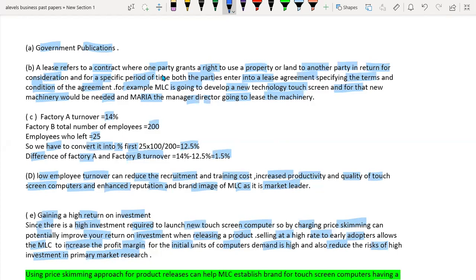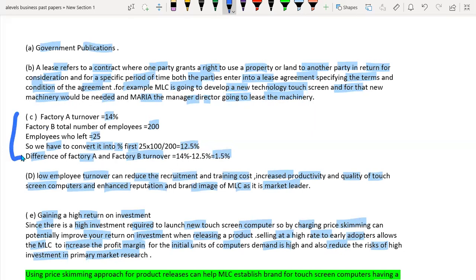So a lease refers to a contract where one party grants a right to use property or land to another party in return for consideration and for a specific period of time. Both the parties enter into a lease agreement specifying the terms and conditions of the agreement. So this is the knowledge mark. For example, MLC is going to develop a new technology touch screen, and for that, new machinery would be needed. And Maria, the managing director, is going to lease the machinery. So this is my application. So I've got 2 marks for the knowledge and 1 mark for the application.